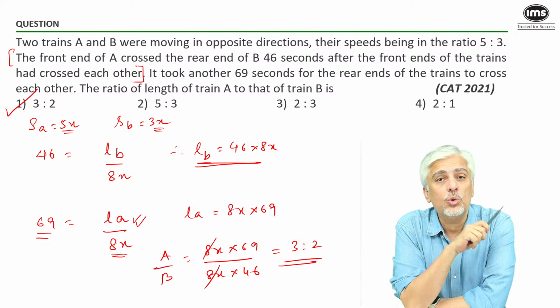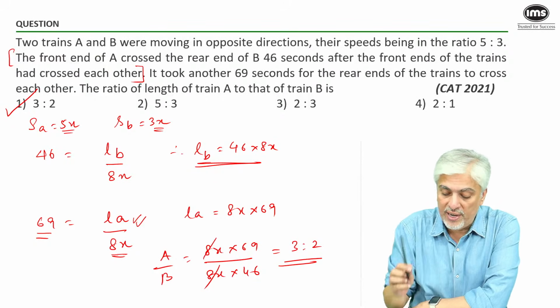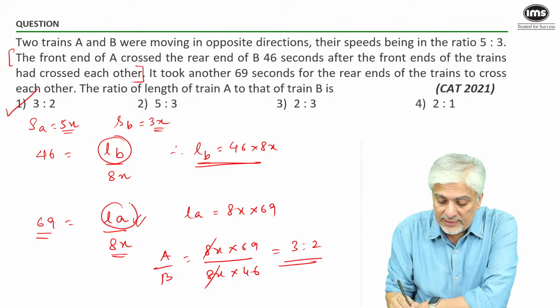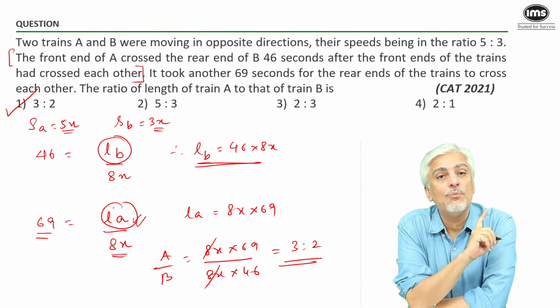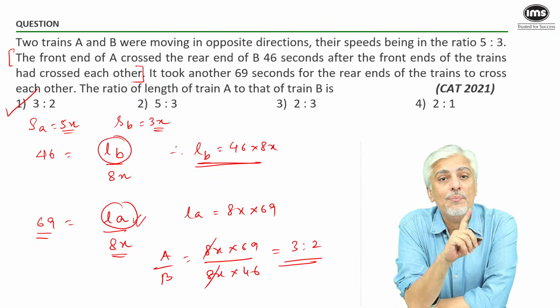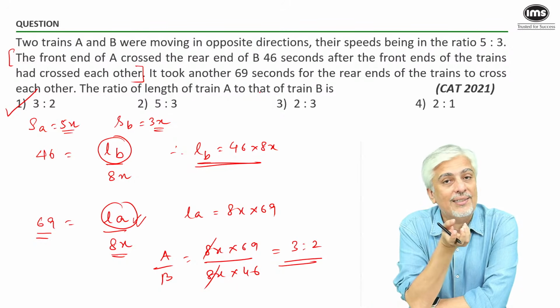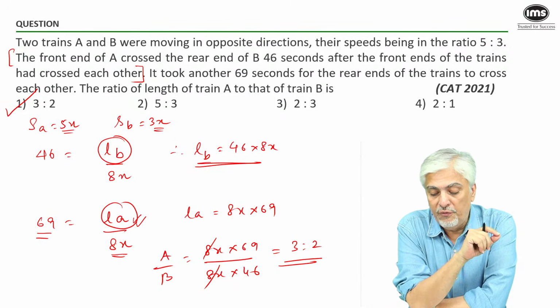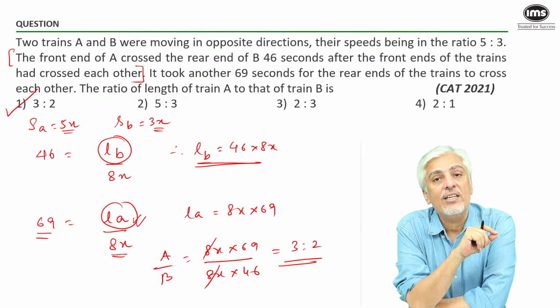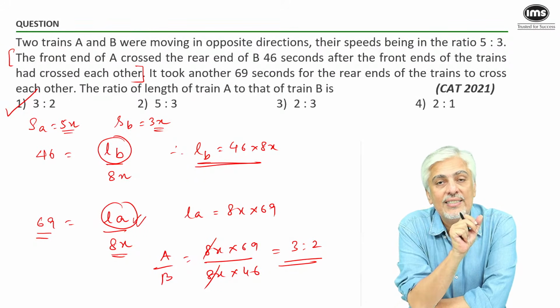Now, let's go through this one more time. The important point over here was to identify which length to consider in which case. That was the most important part. This question can become a literally level A question, which can be solved under 1 minute if the question was understood. Otherwise, you will make a mistake and you can mark 2:3 also or something like that. So please be careful. The front end of A crossed the rear end of B. That means the whole length of B was considered in that case.